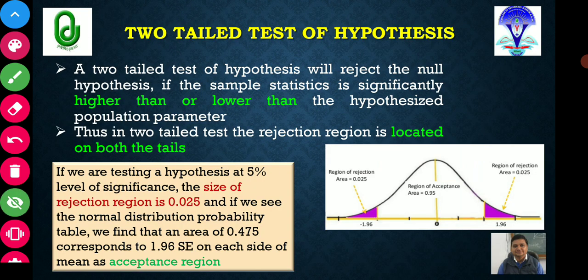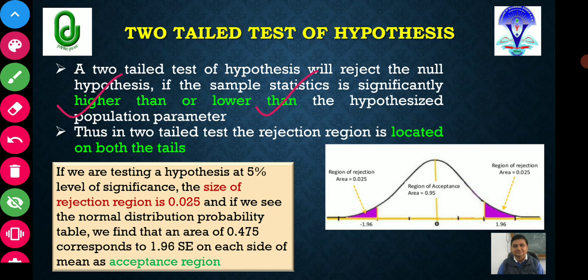Now you see a two-tailed test. Now about the two-tailed test of hypothesis. A two-tailed test of hypothesis will reject the null hypothesis if the sample statistic is significantly higher than or lower than the hypothesized population parameter.